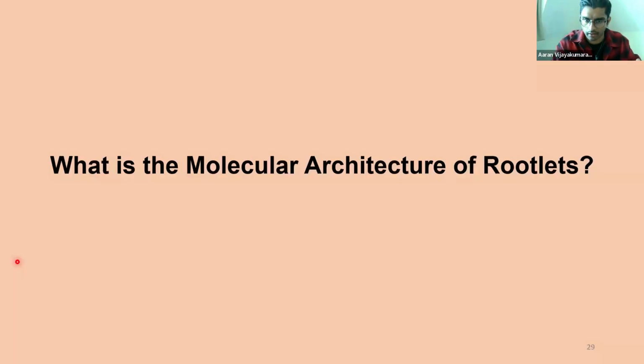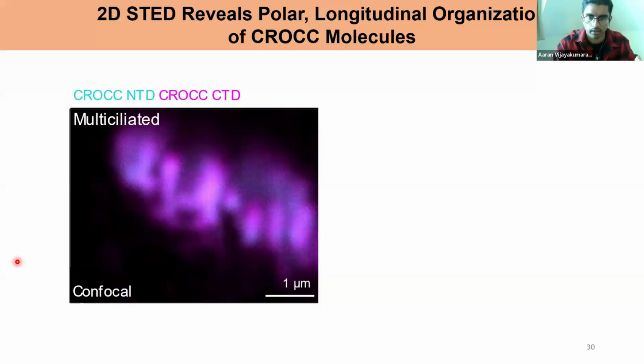Now, what's the molecular architecture of the rootlets? Now that we looked at the cell architecture and we looked at how it was linked, the molecular architecture was next. And so to do so, we utilized 2D STED or stimulated emission depleted microscopy plus deconvolution to attain a pixel size of 15 nanometers.